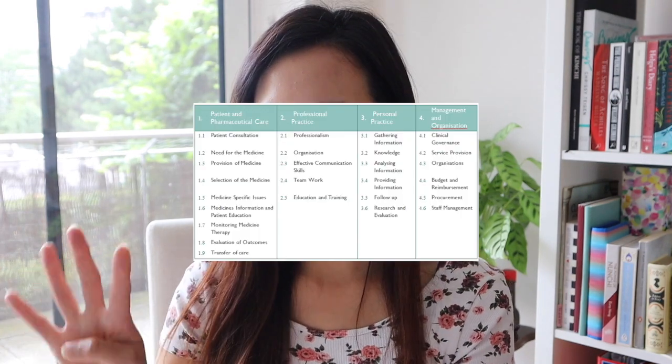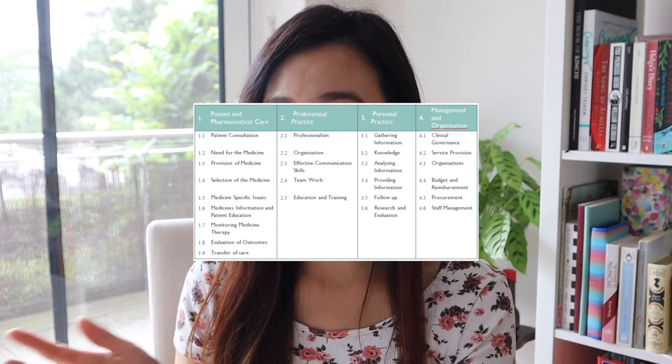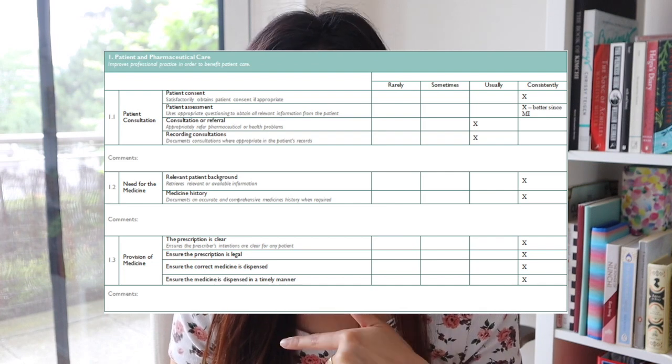And when you go onto it, it's kind of self-explanatory really. There's 4 types of clusters and you're supposed to show that you're progressing in each type of cluster. So for example, there's patient and pharmaceutical care, professional practice, personal practice, and management and organization. What you do is, before your meeting with your tutor, fill out where you think you're achieving things. For example, patient consent, you should be consistently achieving that because you should be asking them whenever you can access their SCR or information or whatever.